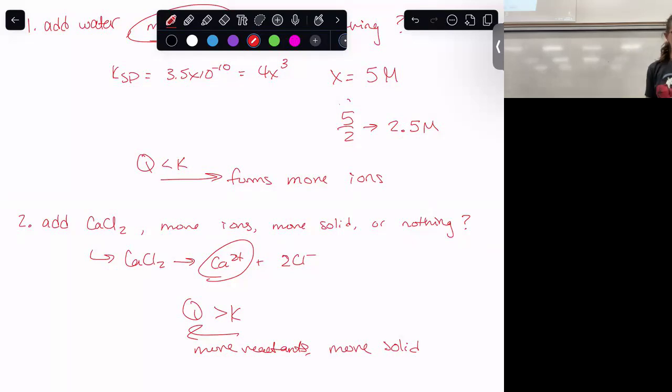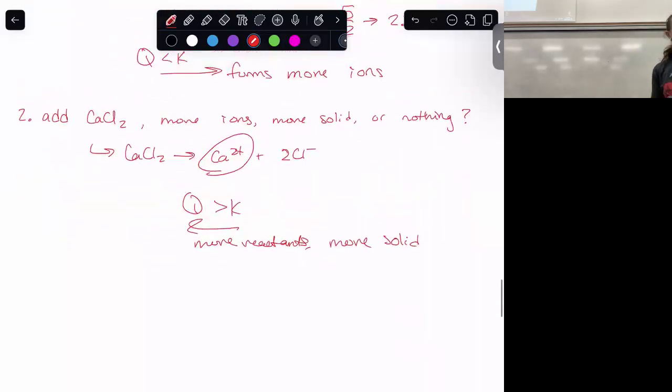And then same thing, if iodine ions were added, it would do the same to Q. That would increase and then move it that way. But if you just added sodium chloride, there's no common ion between sodium chloride and the calcium iodide. So this would have no effect on equilibrium. And so nothing would happen there.